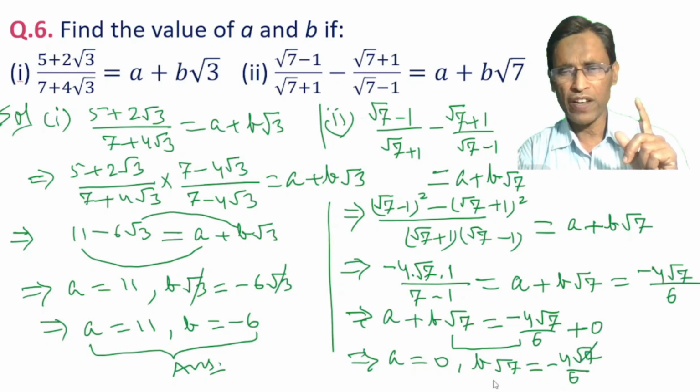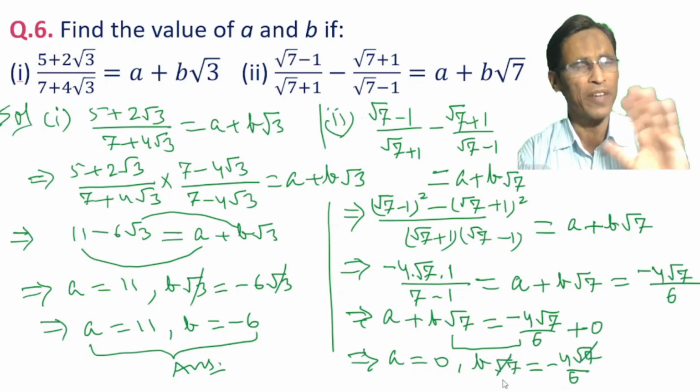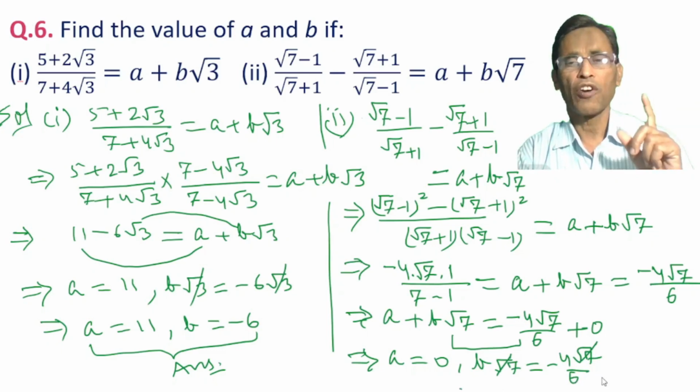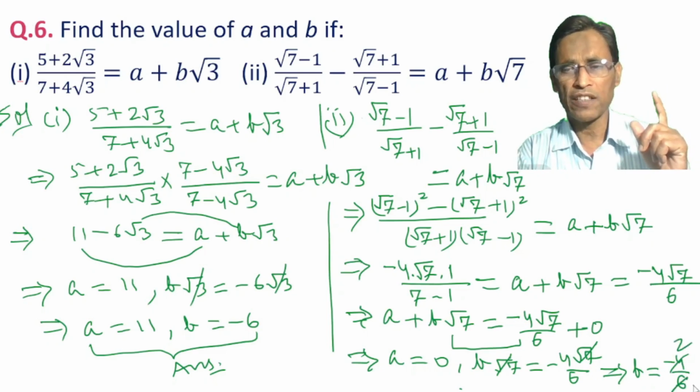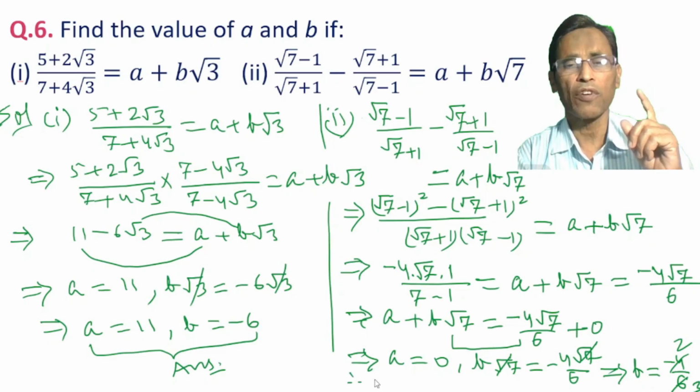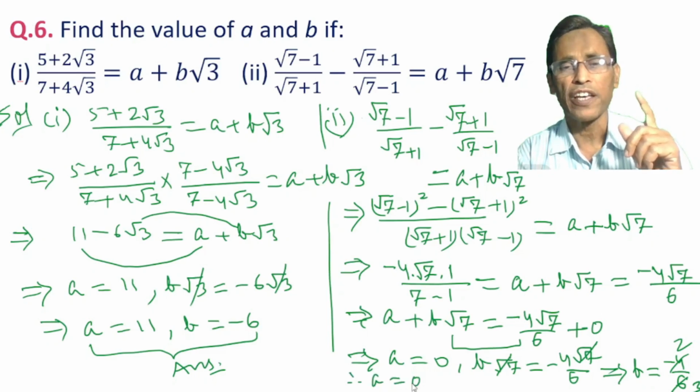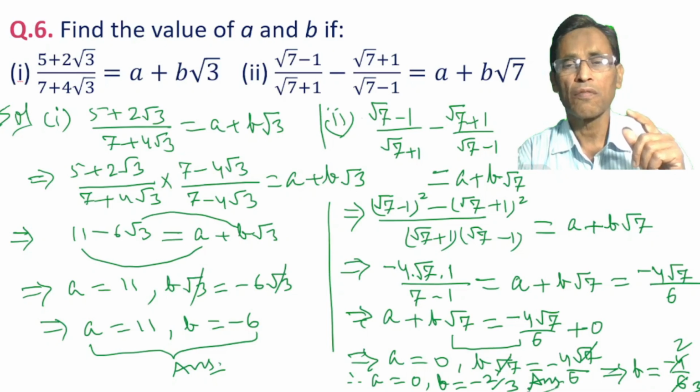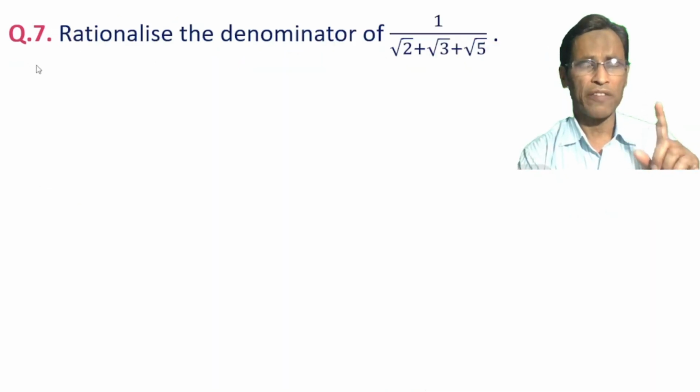Clearly, root 7 and root 7 from both sides will be cancelled. From this, we get b equal to minus 4 by 6, that is, 2 to the 4 and 3 to the 6. Therefore, we get the value of a equal to 0 and b equal to minus 2 by 3. Answer. Now we come to question number 7.